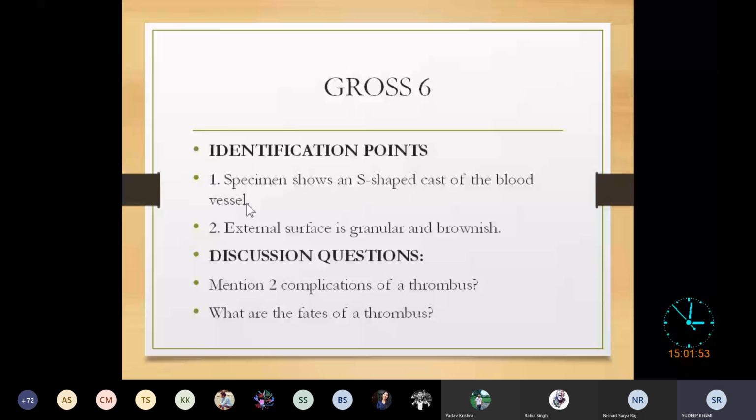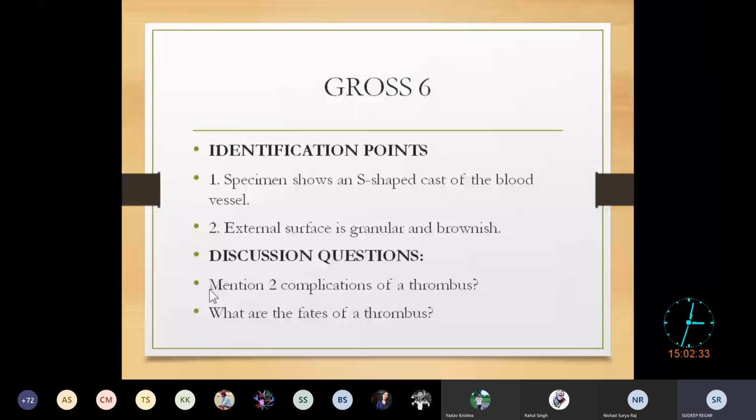You have to know the complications of a thrombus and the fates of a thrombus. Can you tell two complications of thrombus? Embolism, proliferation, infarction. Okay, very good. And what are the fates? Can you tell the fates of thrombus? Propagation, dissolution, resolution, organization. Okay, that means you know.